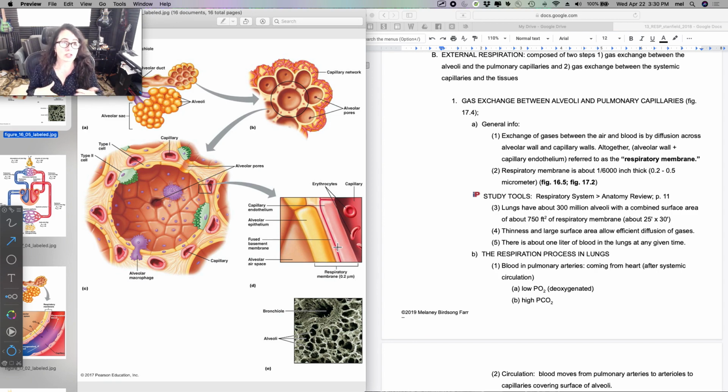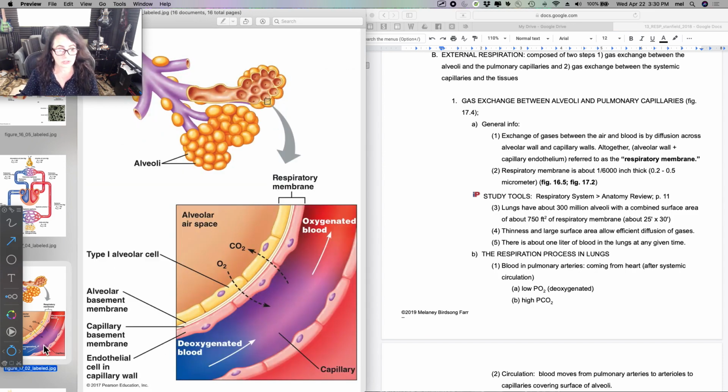In addition, your lungs have a disproportionate amount of blood in them at any given time. You've got about 5 to 6 liters of blood, and at any given time coursing through the vessels and capillaries of your lungs, you have about 1 liter of blood. Okay, so the respiratory membrane is this that we're looking at right here, but let's look at it in chapter 17.